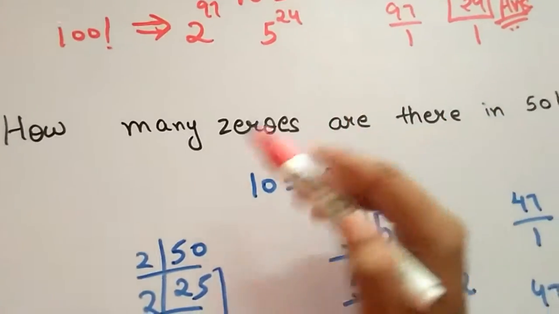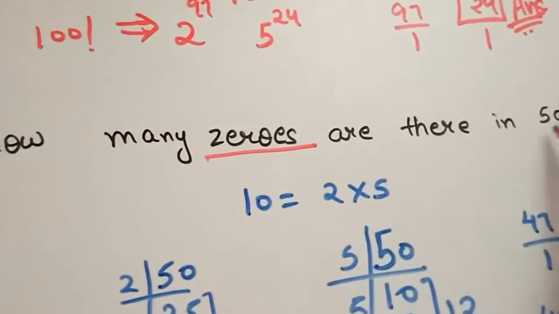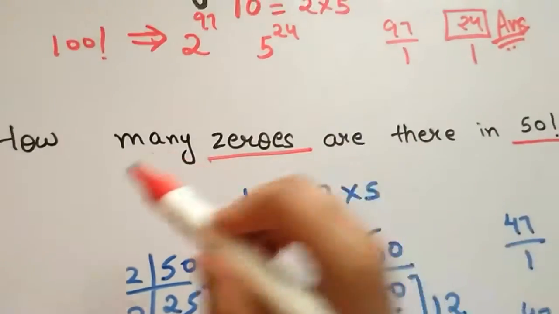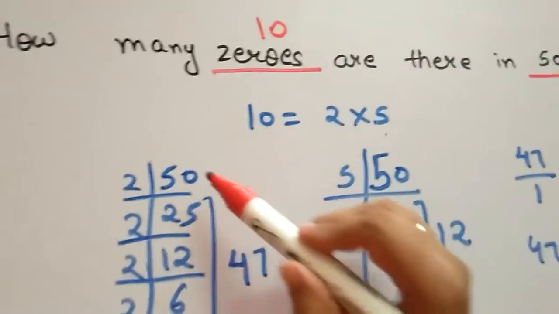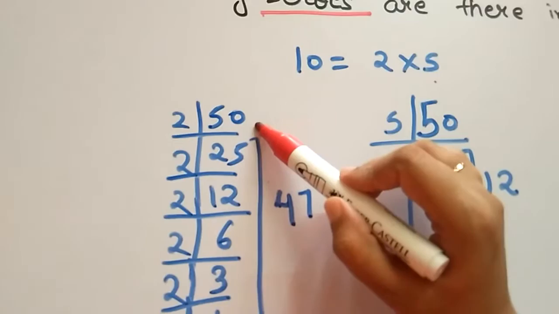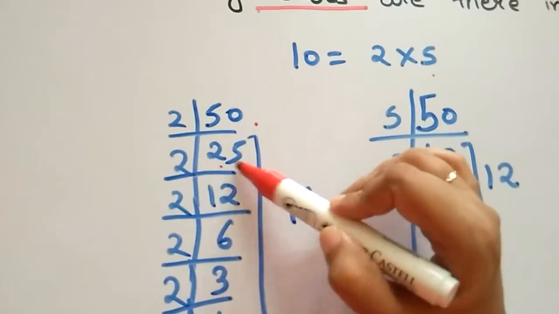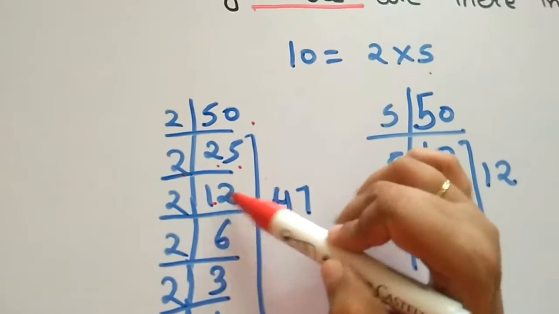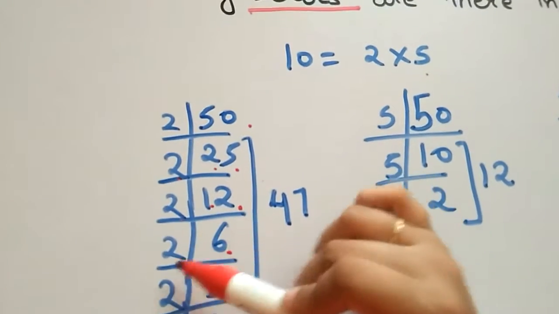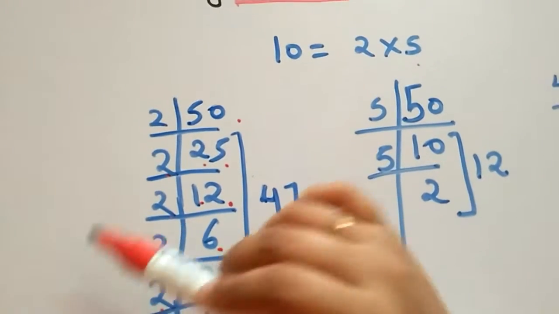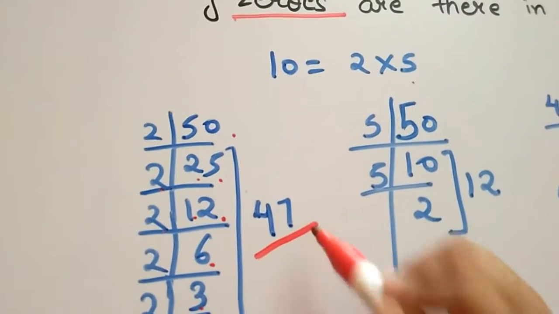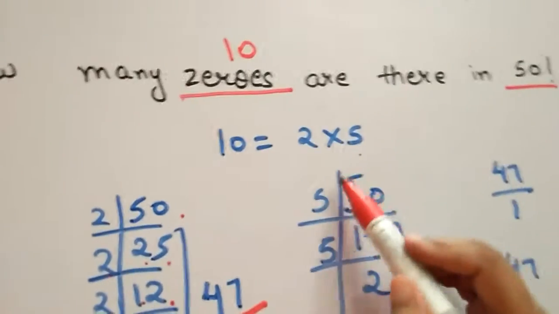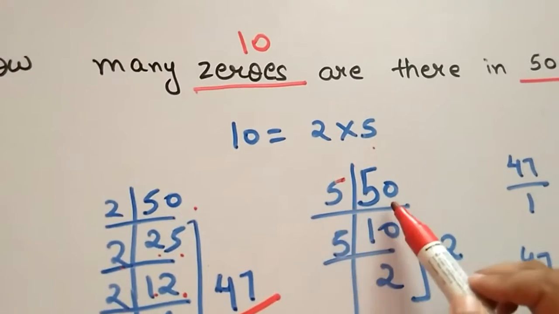Now let's see another example. How many zeros are there in 50 factorial? It's simple. How many 10 are there in 50 factorial? 10 is what? 2 into 5. Now calculate how many 2 are there in 50 factorial. 2 2s are 4, 2 5s are 10, 2 1s are 2, 2 2s are 4. Leave remainder. 2 6s are 12, 2 3s are 6, 2 1s are 2. Again, one remainder, ignore it. So how many 2 are there in 50 factorial? 47.